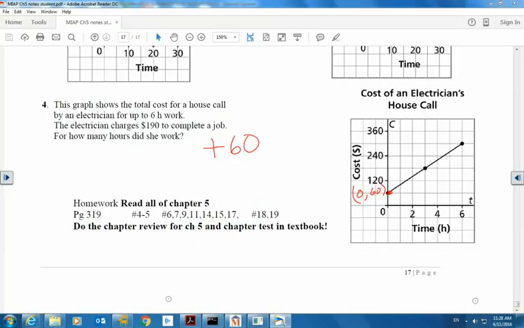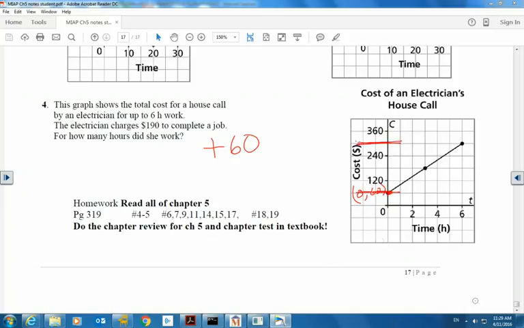Now, how much does this electrician make per hour? Can we figure that out using our graph? What would that be? How could I figure that out? I need to figure out the rate of change. So what is the rate of change? Basically all I need to do is figure out how much I go up and over. I could look at it from this endpoint to this endpoint here.